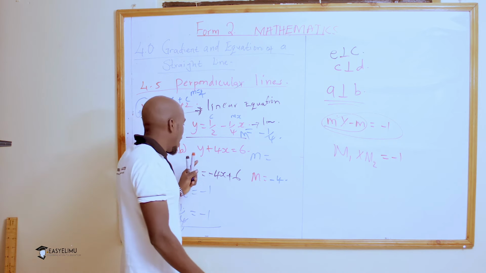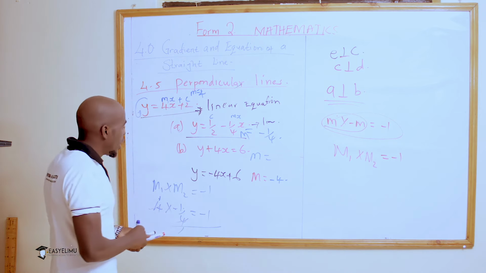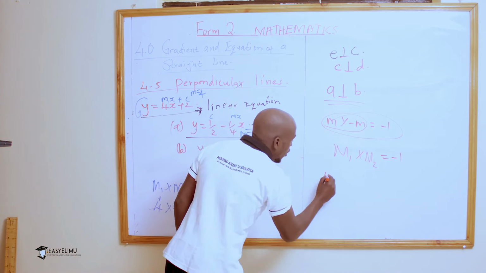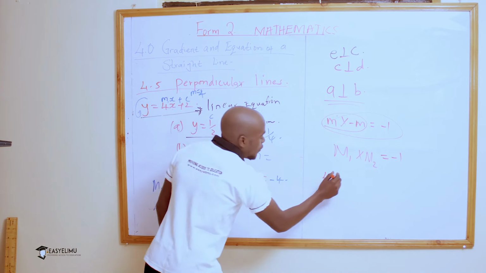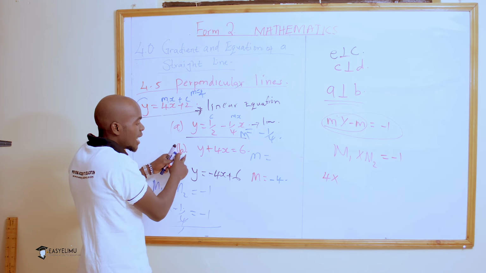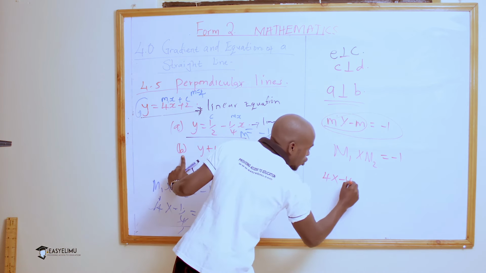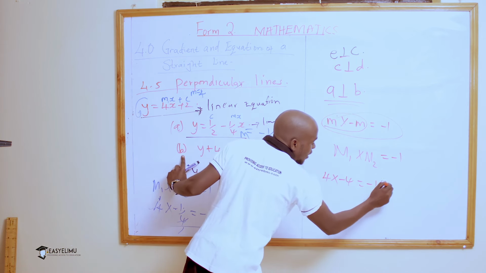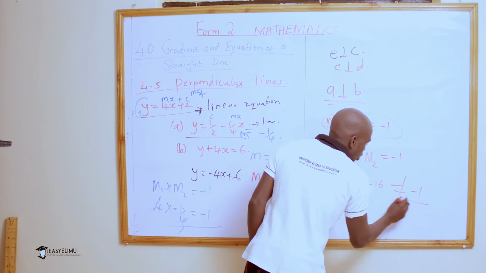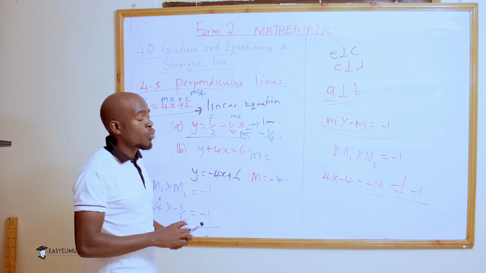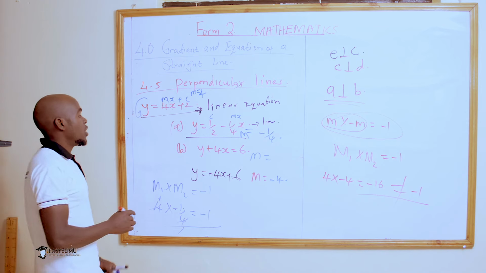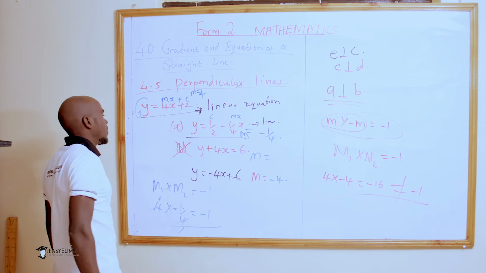But in case of the other one, we have this equation here, and m is equal to 4 for the first one. If we multiply it by equation B, the gradient of equation B is -4. We are going to have -16. -16 is not equal to -1. So meaning that the two equations are not perpendicular to each other. So this one is the odd one out.